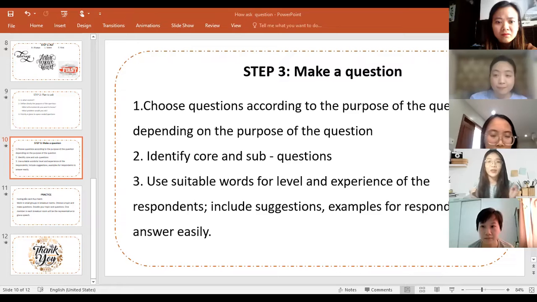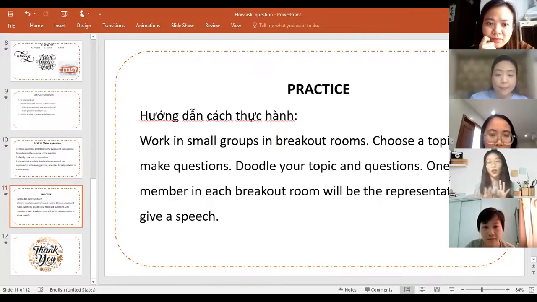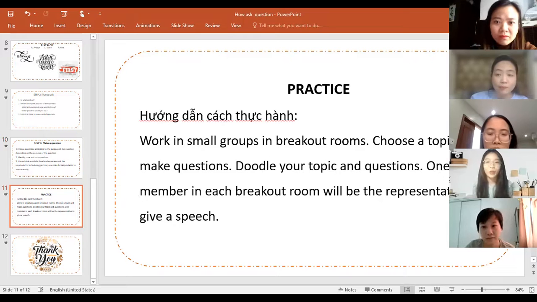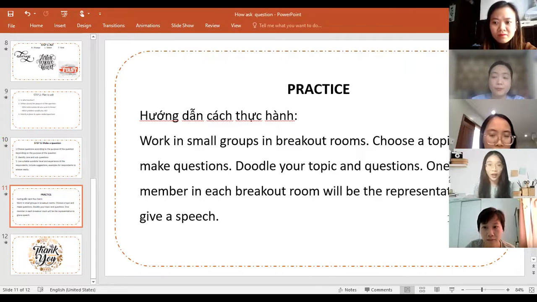And then when you're done with that, please doodle your topic and the questions. It can be just a quick doodle on a piece of paper. After that, when we go back to our main room, one person from each group will share your ideas with everyone.